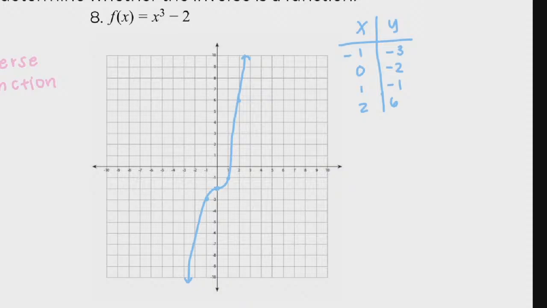Okay, so we have the graph, and now we want to draw a horizontal line. We should be able to draw it anywhere, and it won't cross the graph at more than one point. So I drew it there, and it won't cross at more than one point, and no matter where I draw it on the graph, it won't cross at more than one point. So the inverse is a function.